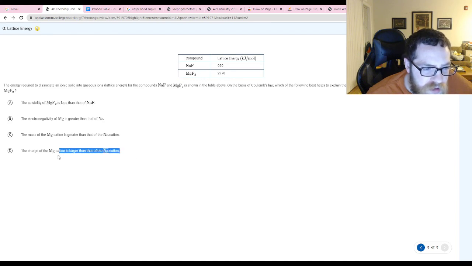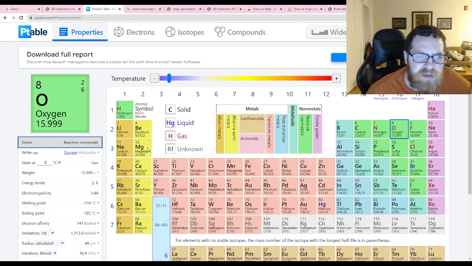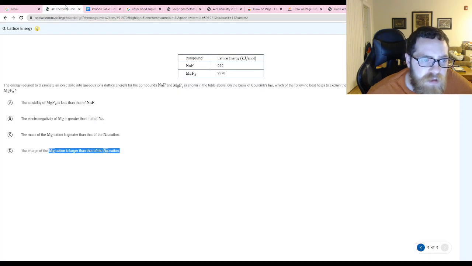It's going to be the charge, right? The magnesium and sodium cations. Well, let's look. Magnesium and sodium are right next to each other on the periodic table. Their r value is just about the same, right, for the radius. The distance between them is just about the same because they're about the same size, but you have twice the charge on magnesium, causing a great increase in the force of that bond.